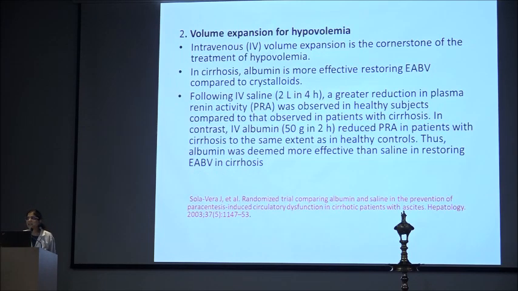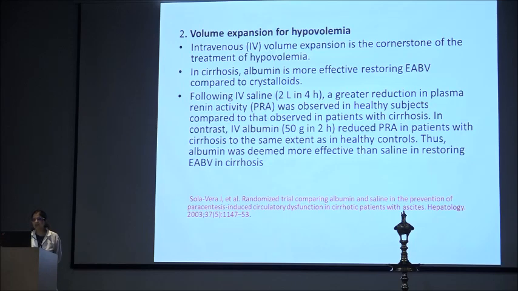The second step is volume expansion for hypovolemia. IV volume expansion is the cornerstone for treatment of hypovolemia. In cirrhotic patients, albumin is more effective in restoring the effective arterial blood volume as compared to crystalloids.